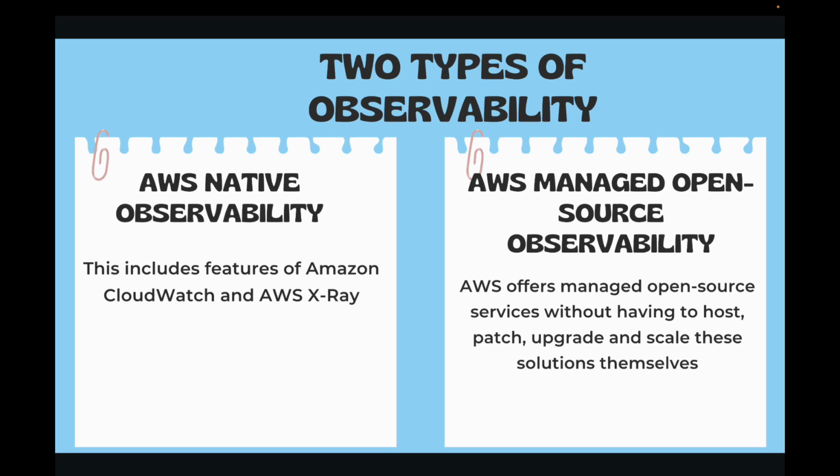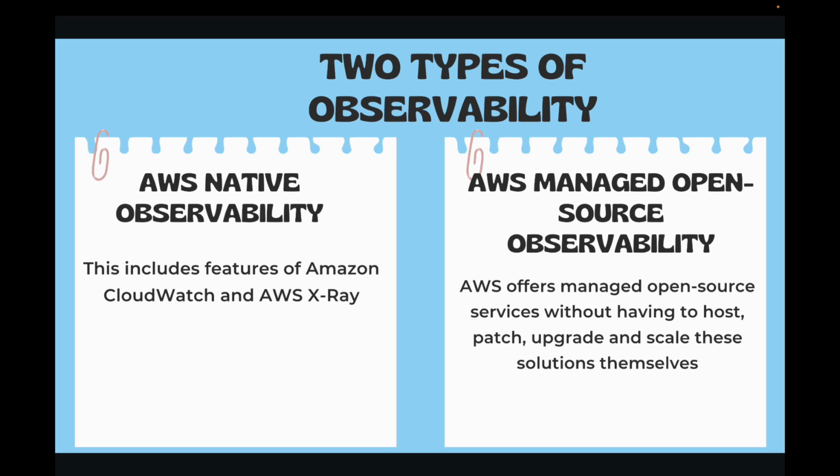Now, AWS also offers managed open source observability, through managed open source services, mainly Grafana and Prometheus for containers. These are the two that you are going to see, and there is one more called AWS Distro for OpenTelemetry, ADOT. We'll talk about that when we get to that session. Those are all managed open source.